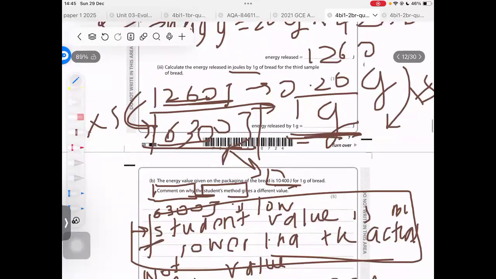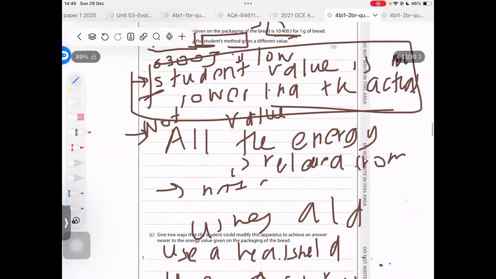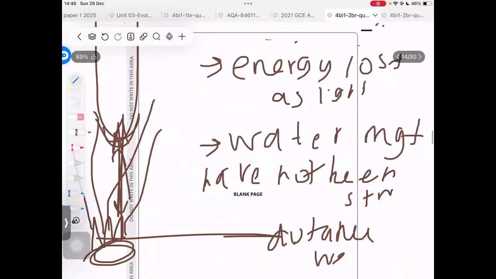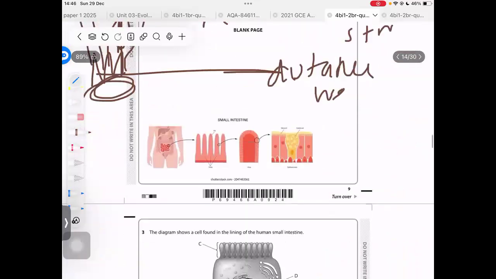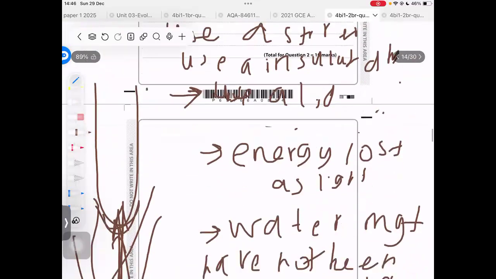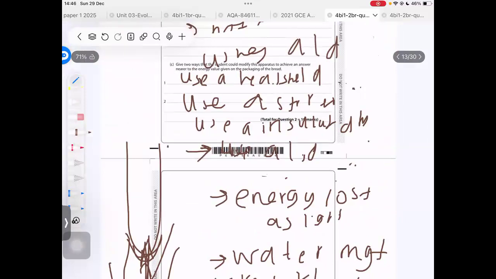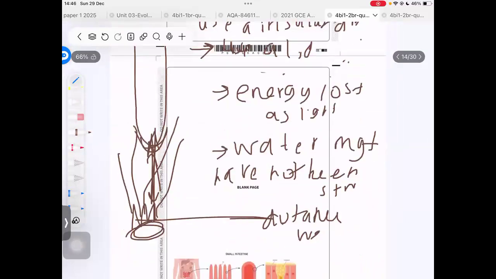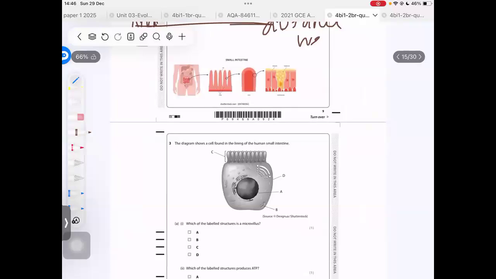So you can say fix the position of the tube or the mounting needle, or use a stirrer or stir the contents, or else you can write use a heat shield, use a lid, or an insulated tube. These are the possible answers for this question. Right, now let's move on to the next question.